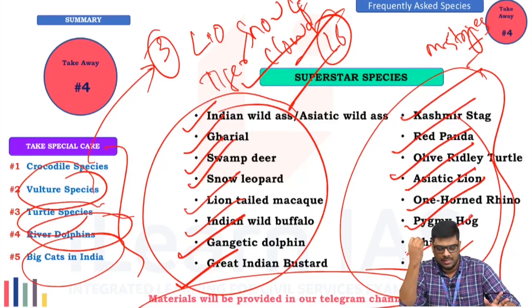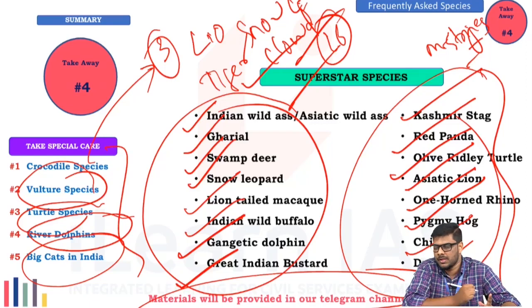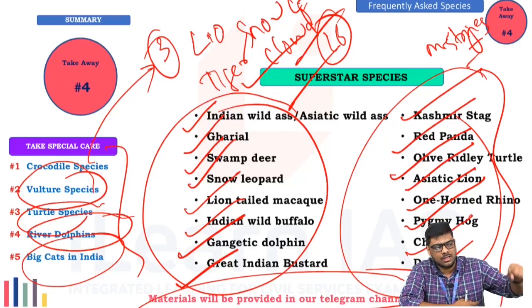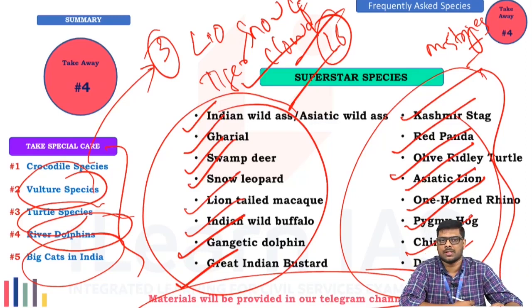So this is takeaway number 4. I believe things are now getting clearer to you, right? So these are the species to focus on. Those were the protected area networks to focus on. And some repeated questions can be asked. We have to invest this much time in environment because it has this much weightage. 30 to 40 marks can be asked.